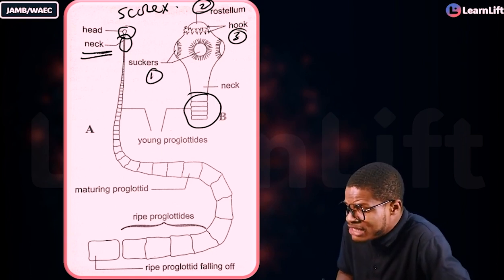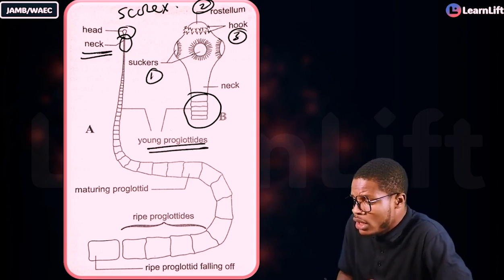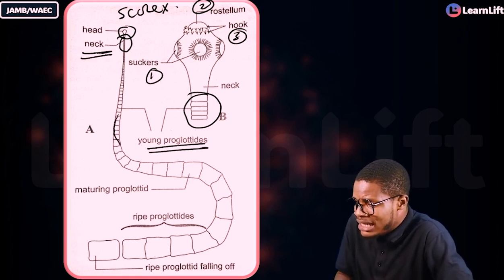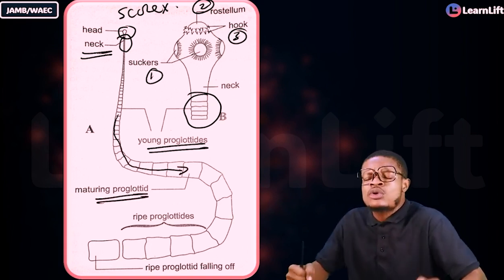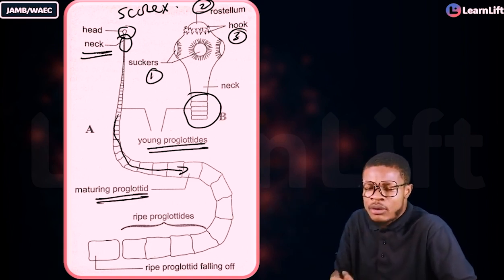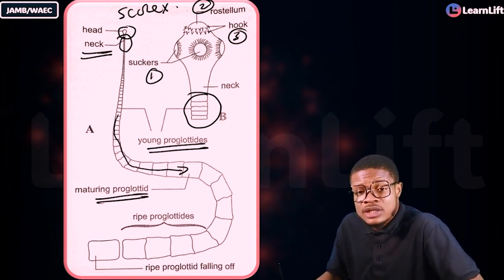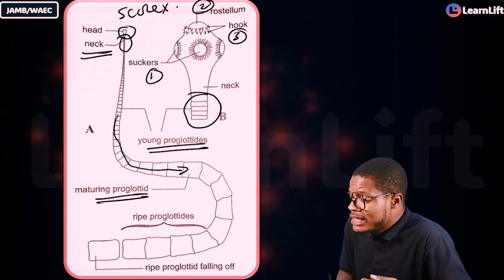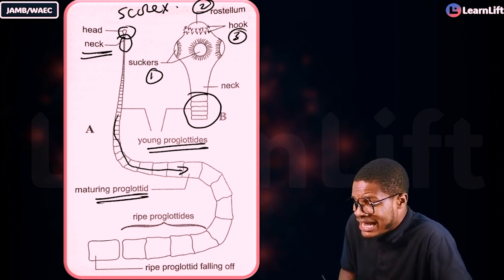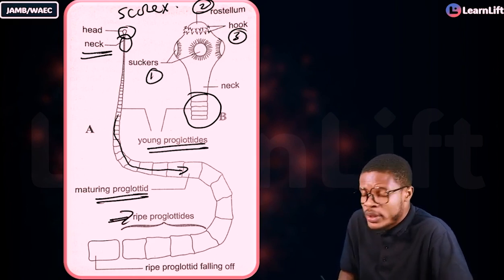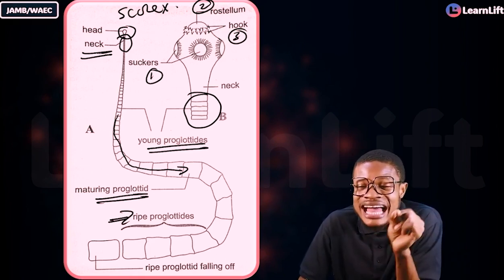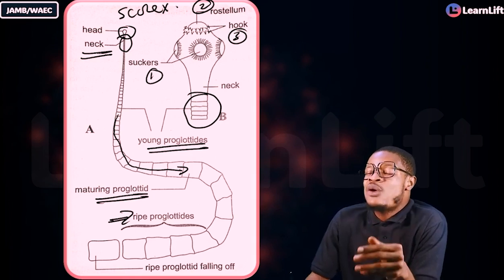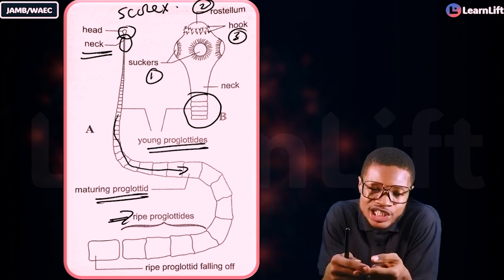So when I leave the aspect of the young proglottids, what am I coming to see? As I'm coming down like this, I will come and meet my maturing proglottids. So the proglottids are maturing as you are coming down. They get matured till you get to your matured proglottids. The matured proglottids are towards the end. You see what they call your ripe proglottids. What do we call them? Ripe proglottids. Those ripe proglottids are the ones that are now capable of fertilization.